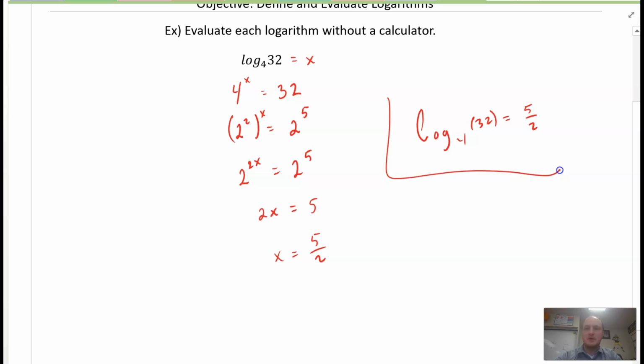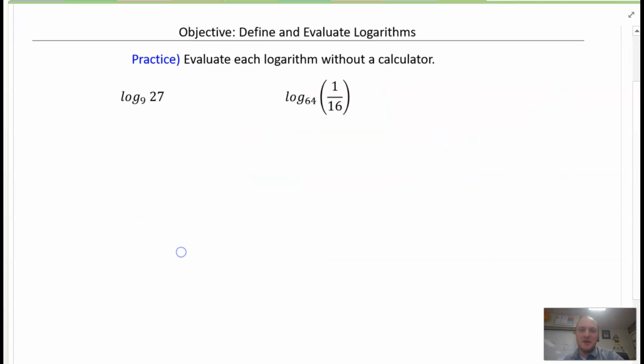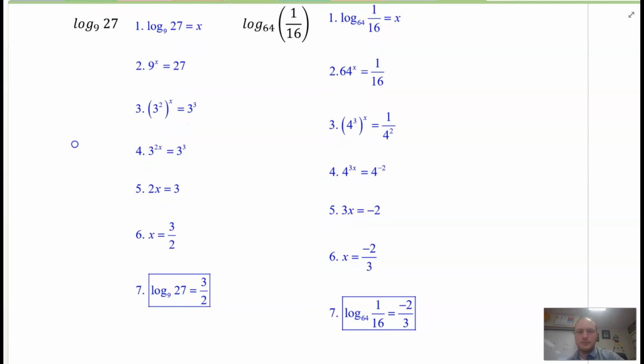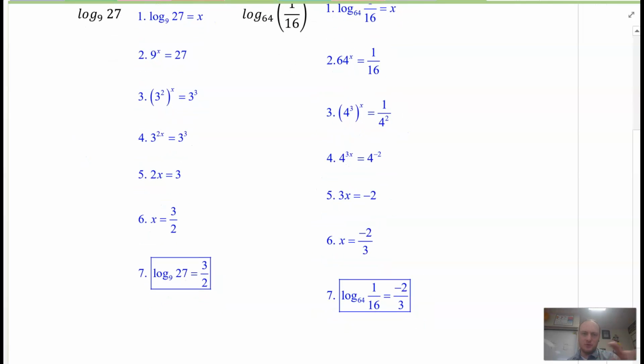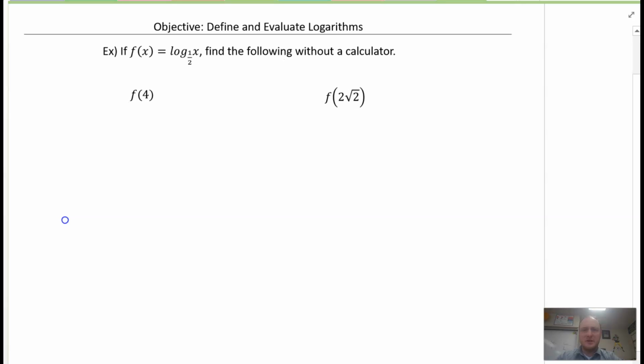Okay, so here are some practice problems. Please try these, and you'll have to use your math magic to rewrite both sides as the same base. Hopefully you paused the video. Here are the solutions. The one on the left, you had to rewrite both as base 3, and the one on the right, base 4.